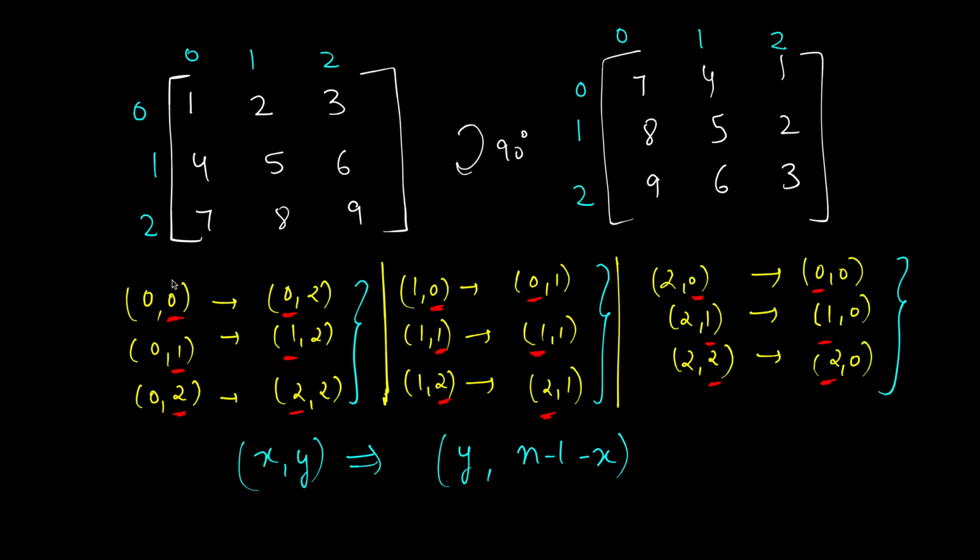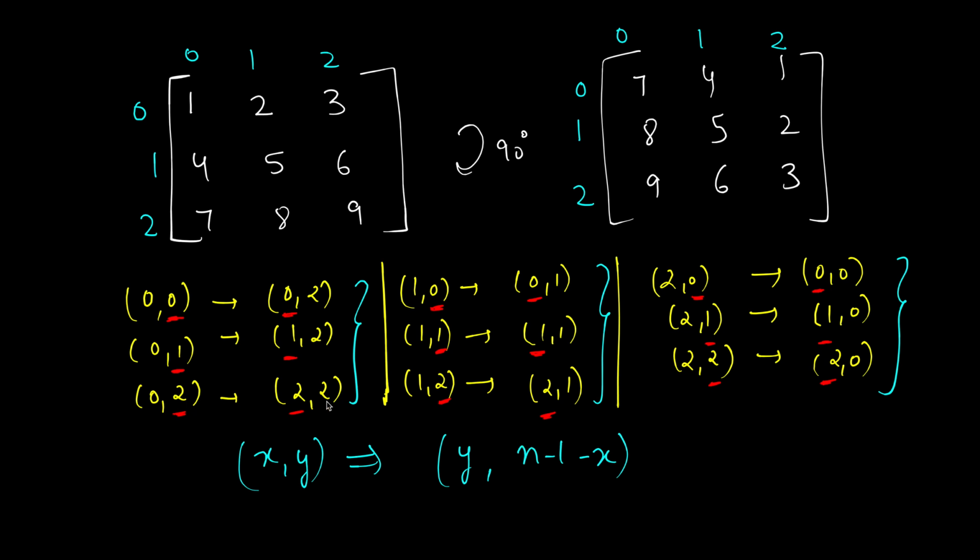So if you see this, the y coordinate before rotation is the same as the x coordinate after it, whereas the x coordinate, that is the 0th row, is replaced by the last column. Similarly here, the y coordinate is the same as the x coordinate after the rotation. Also here, the y coordinate is the same as the x coordinate after transformation. So we can form a relation that if some coordinate is x, y, after rotation by 90 degrees, it becomes y, n minus 1 minus x, where n is the length of the matrix.